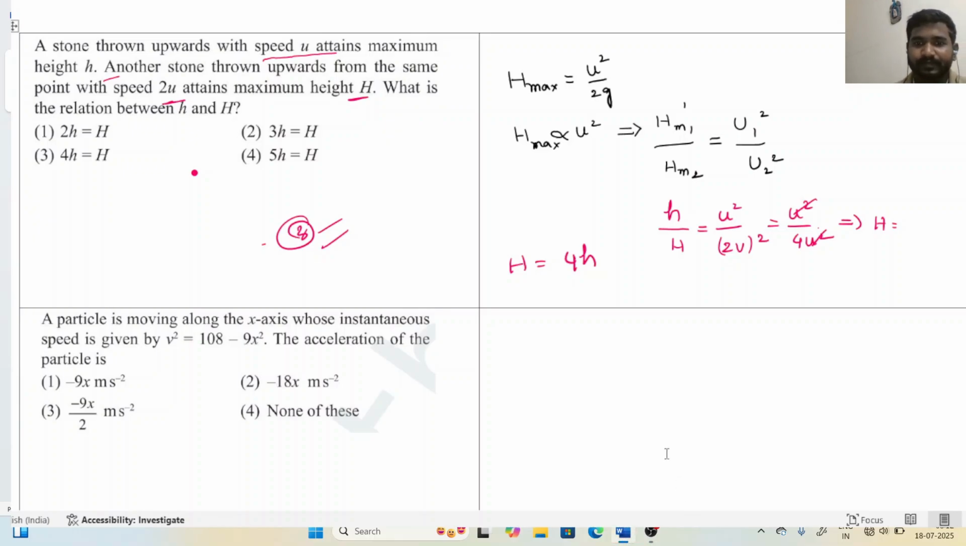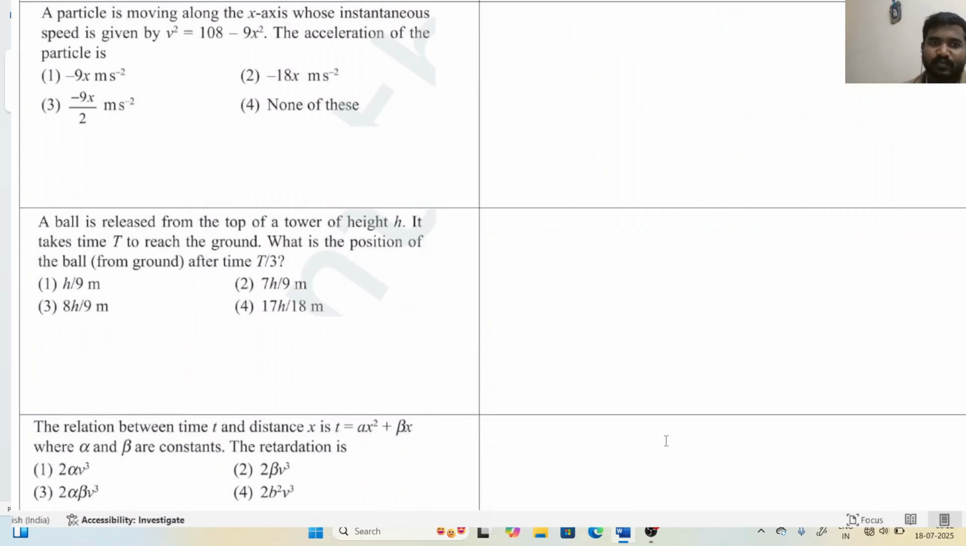The second one you can see: a particle is moving along the x-axis whose instantaneous speed is given by v square equals 108 minus 9x square. Then what is the acceleration of the particle? Here we already know that whenever velocity is a function of position, acceleration equals v times dv by dx.